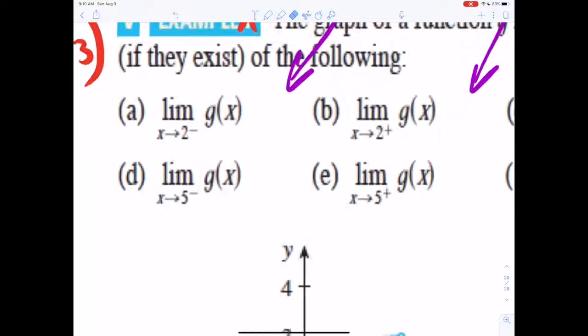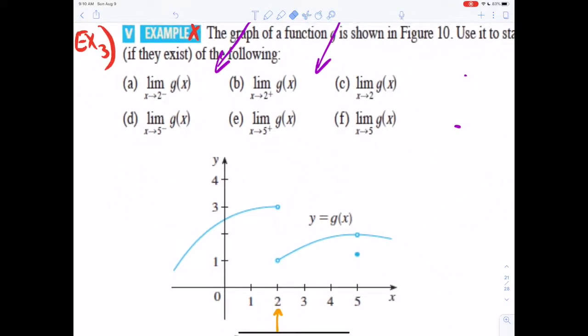Okay, so here, you guys can try it. X is approaching 5 from the left, 5 from the right, and 5. Pause here, try this out on your own, and when you're ready to play it, I'll show you the answers, okay?